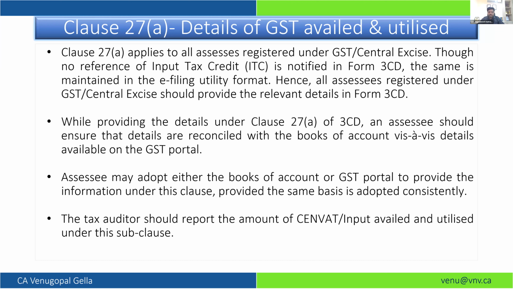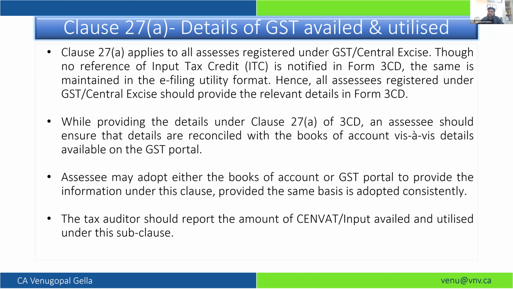Mere absence of ITC wording in Form 3CD does not mean you can think that you need not report the GST details in Form 3CD. Though the wording is not there, details we need to furnish in Form 3CD in clause 27A. But in the e-filing utility, there is wording called GST input tax credit. So while providing the details under 27A, the assessee should ensure that details are reconciled with the books and the GST portal. You can provide the details on the basis of the books, or you can follow the portal also, but you have to provide the details consistently over the years. This year, if you follow the books, then next year also you follow only the books.